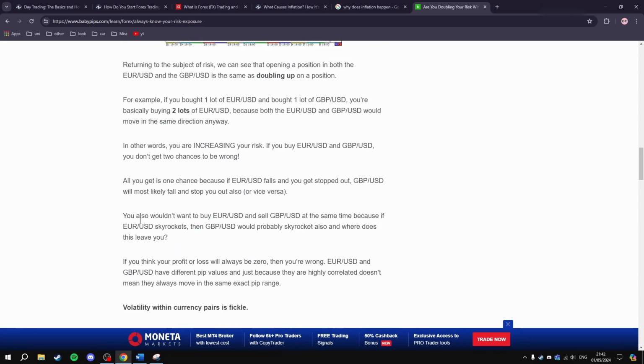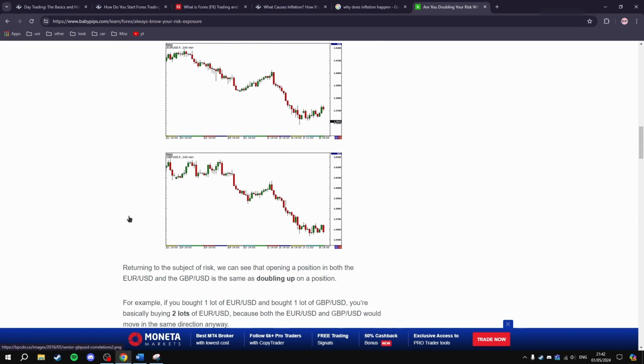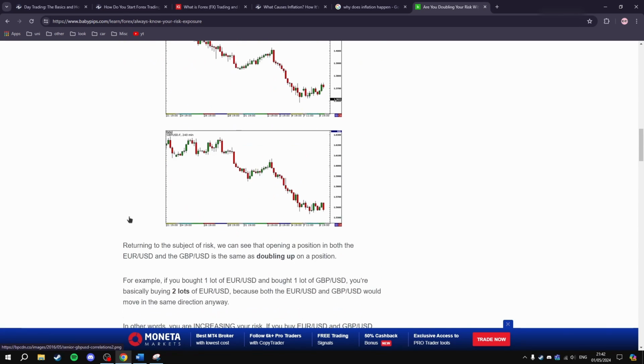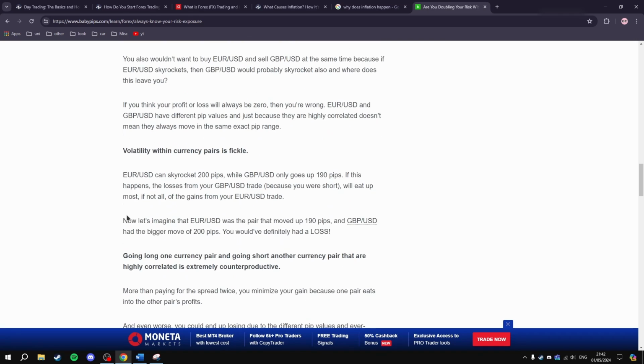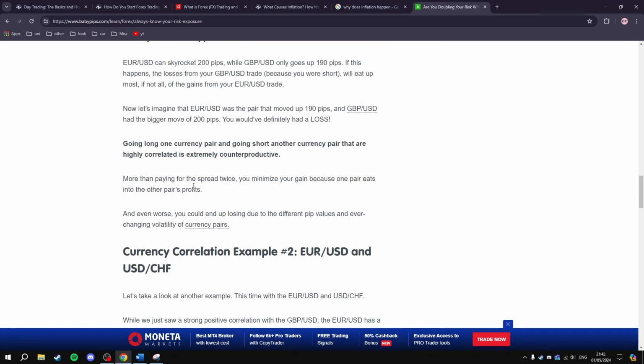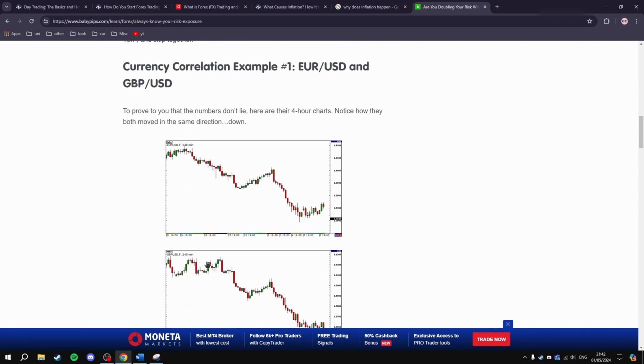Because doing it the opposite direction, doing it the opposite positions, means that you're not even going to make any profit maybe, or it's going to be really minimal. So what's the correct way to do this then?